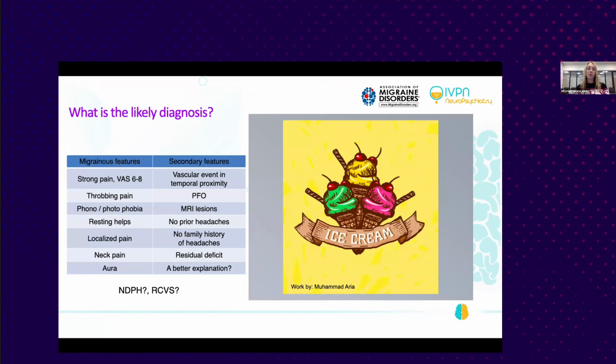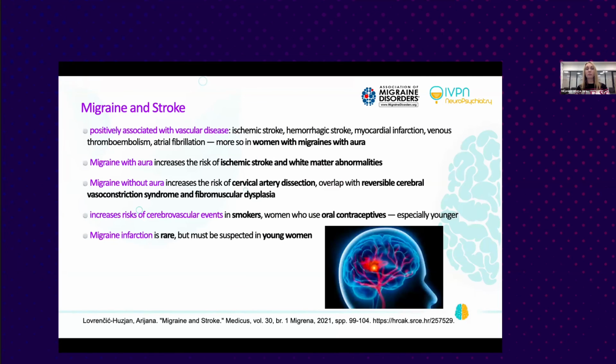Migrainous features would be a strong pain, VAS 6 to 8, throbbing pain, photophobia and phonophobia, resting helps, localized pain, neck pain, aura. But what would be secondary features? Vascular events in temporal proximity, PFOs, MRI lesions, no prior headaches, no family history of headaches, residual deficit, NIHSS 1 if you remember at discharge. And is there a better explanation? One can think of new daily persistent headache or reversible cerebral vasoconstriction syndrome.